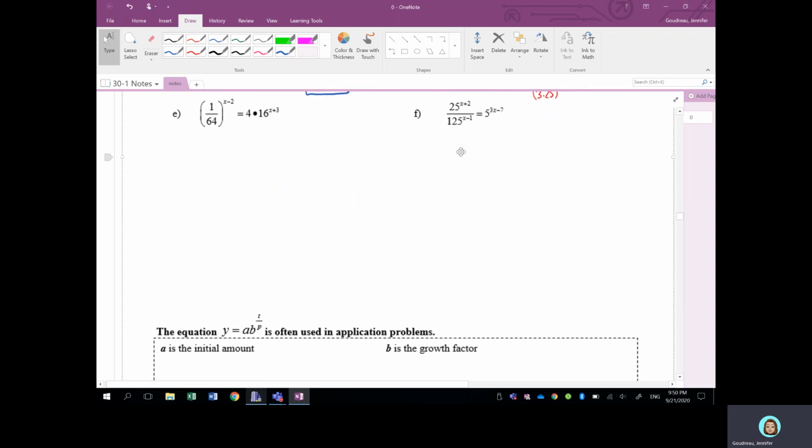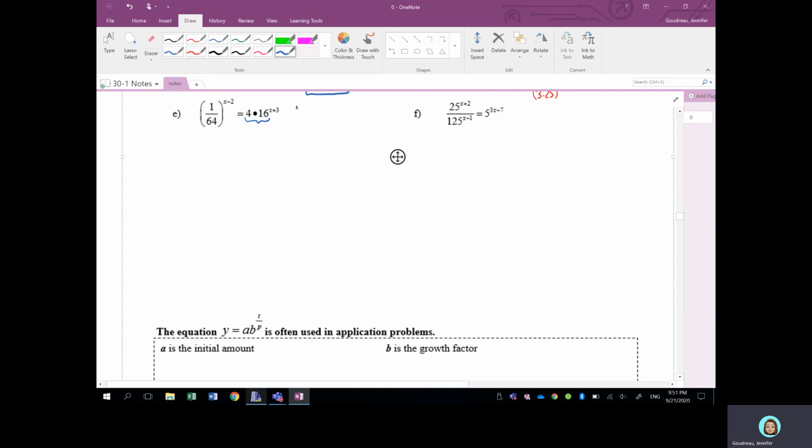So we have 1 over 64 to the power of x minus 2 equals 4 times 16 to the power of x plus 3. First things first. I know that what you want to do is you would like to try to multiply these two guys together because they're so close to each other, but please do not do that. You cannot multiply the 4 by the 16.